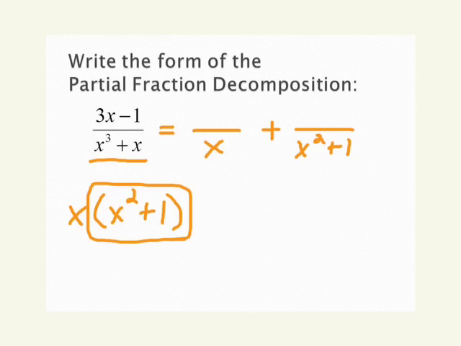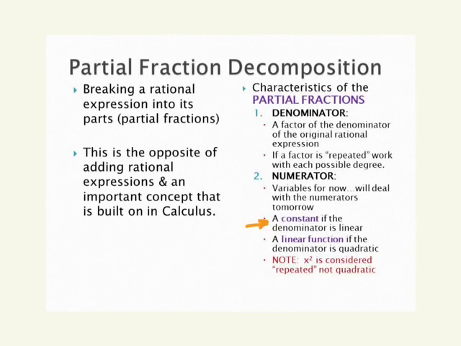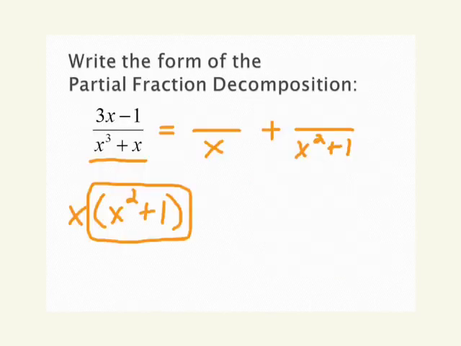Okay, so let's go back to our characteristics slide real quick again and talk about what's the difference between a linear and a quadratic in the denominator. So when we look at our characteristics page here again, remember a linear denominator will have a constant numerator, but a quadratic denominator will have a linear numerator. And so let's take a look at what that's going to look like within our example here.